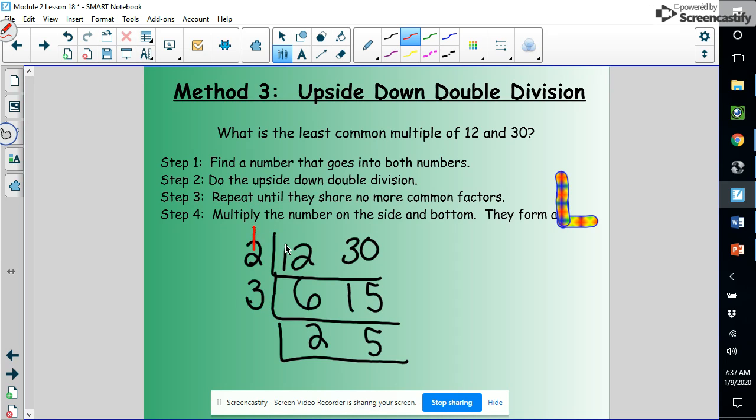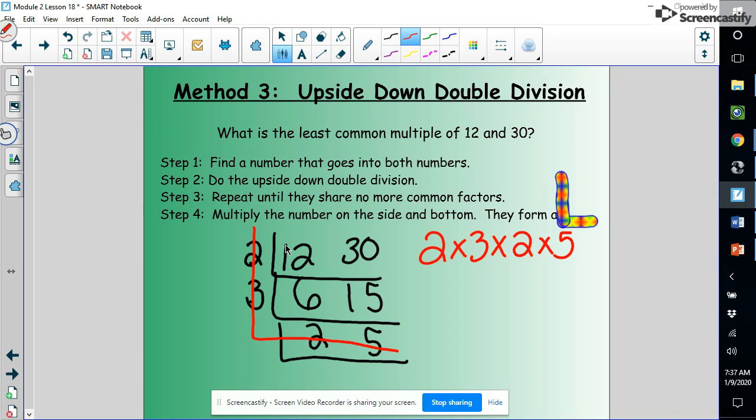The two numbers on the side and the two numbers on the bottom. Those all are going to be the numbers I'm going to multiply together to find the LCM. You see how they form that L shape. So I'm going to multiply together 2 times 3 times 2 times 5.